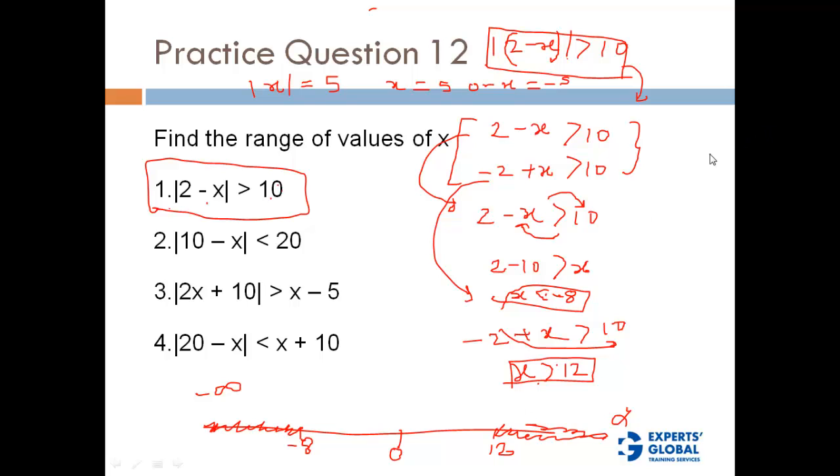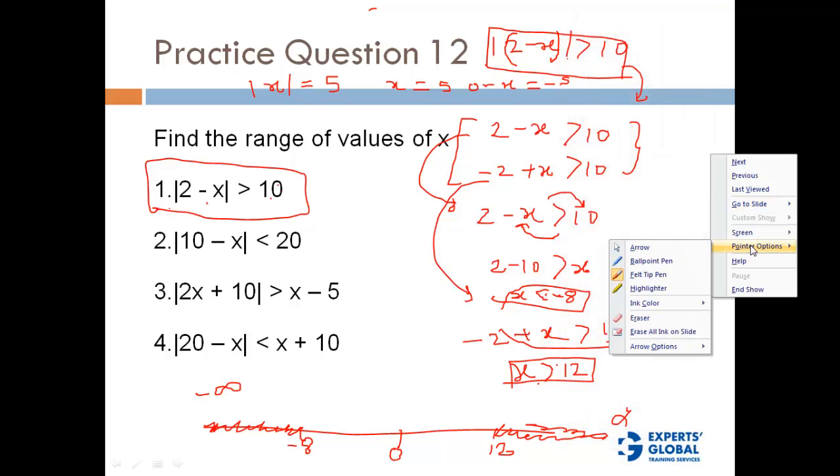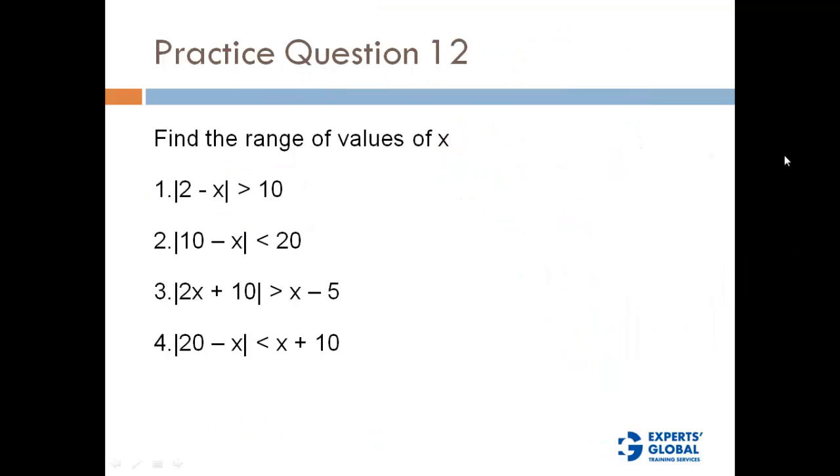Okay, let's look at the second equation. Okay, what do we have? We'll follow the same method. Modulus of 10 minus x less than 20. So we split it into two separate inequalities. One is 10 minus x less than 20. The other one is minus 10 plus x less than 20.